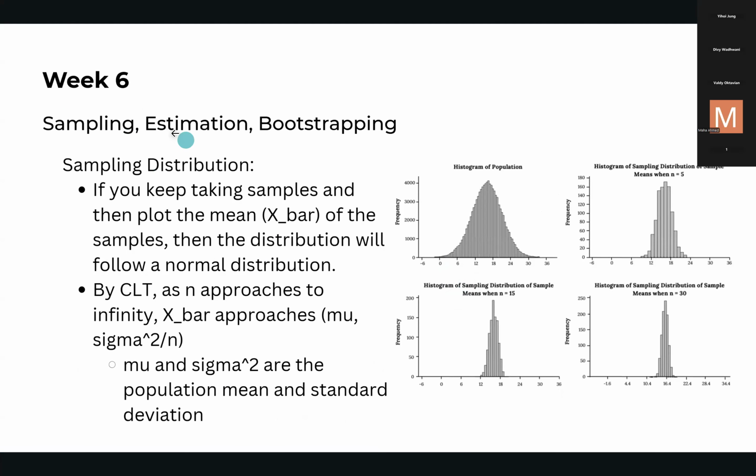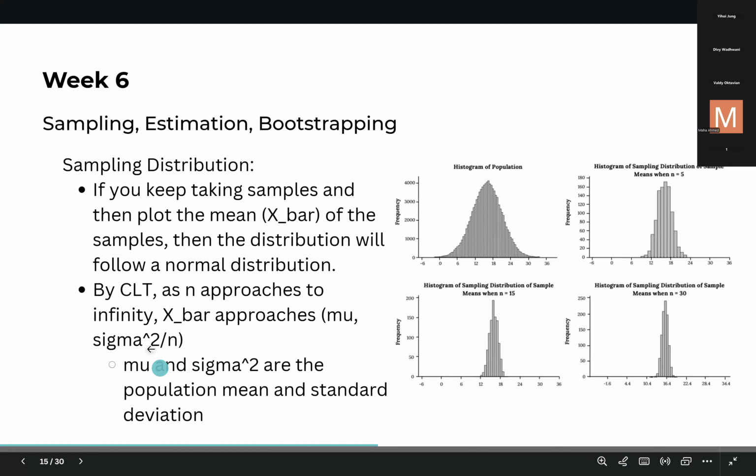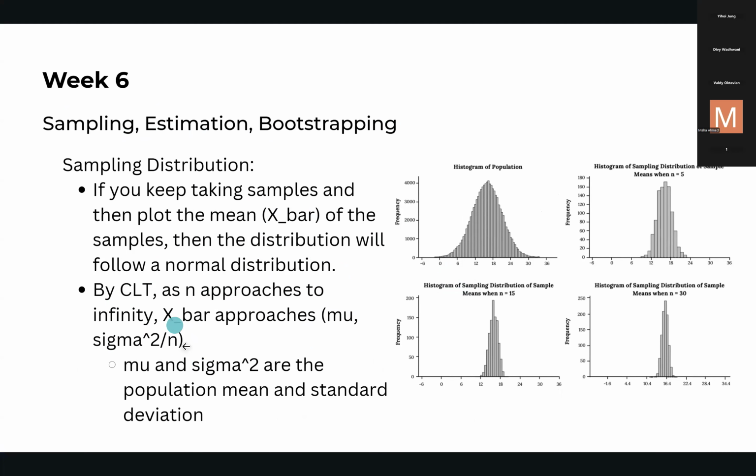Then week 6 talks about sampling, so the sample distribution again, and estimation and bootstrapping. So if you keep taking samples, then the plot of x bar, the mean, will be a normal distribution. And by CLT again, like before, as we increase the sample size of each sample, then x bar will approach mu, which is the population mean, and sigma squared over n, which is the population variance over the number of samples you're taking per sample size. So this is just what CLT says.